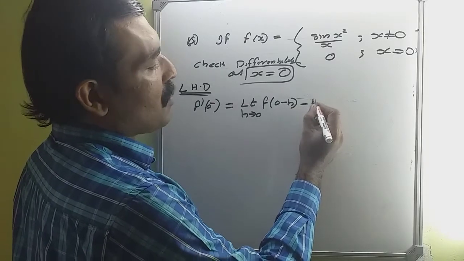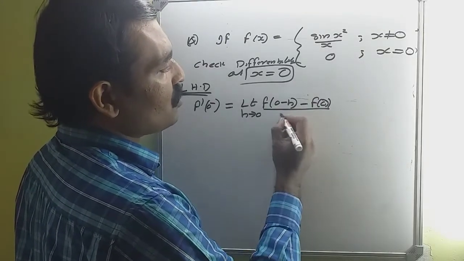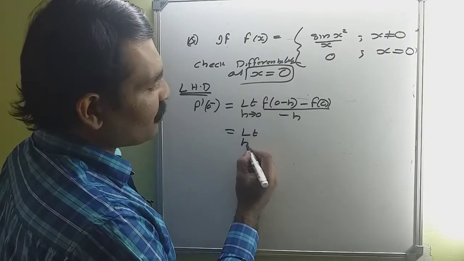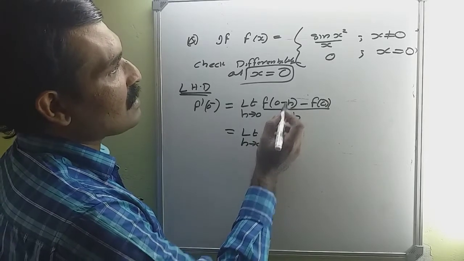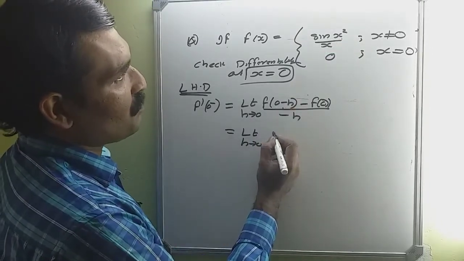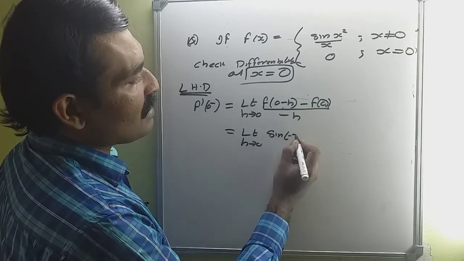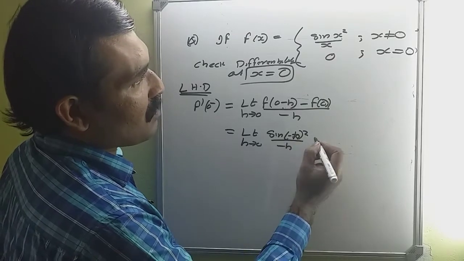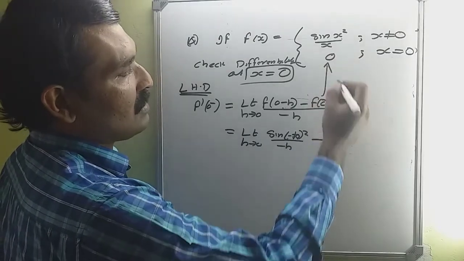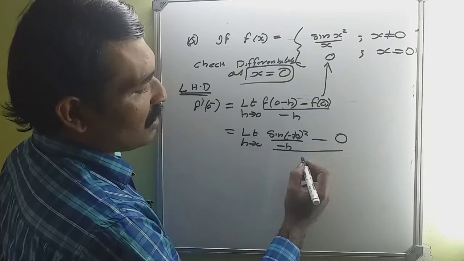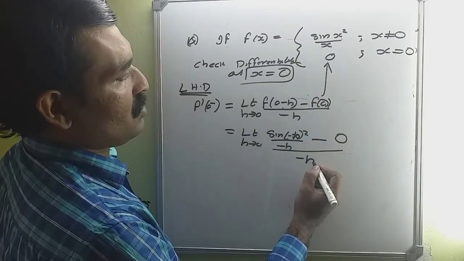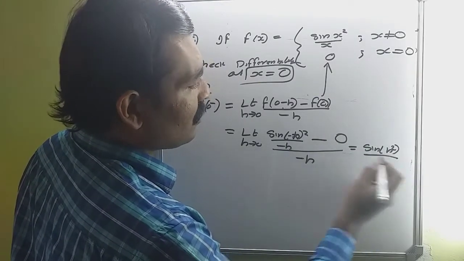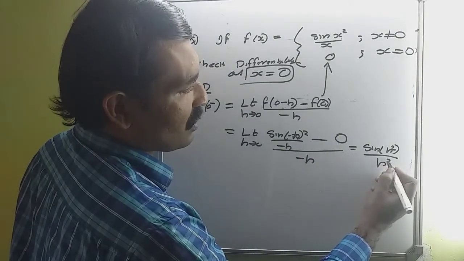minus h minus f of 0 divided by minus h. This is equal to limit h tends to 0. Here x is replaced by minus h. That becomes sine of minus h the square divided by minus h minus f of 0. F of 0 is given as 0 divided by minus h. That is equal to sine of h square divided by minus h into minus h, that becomes h square.